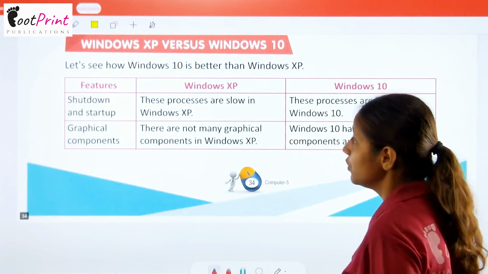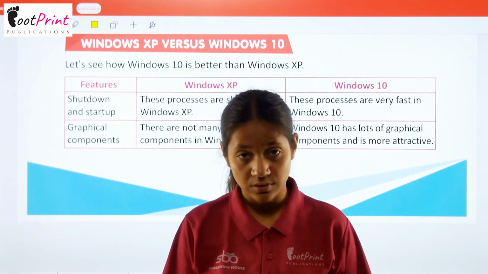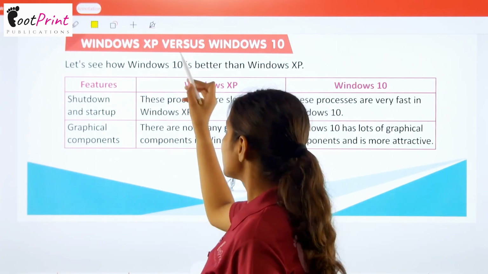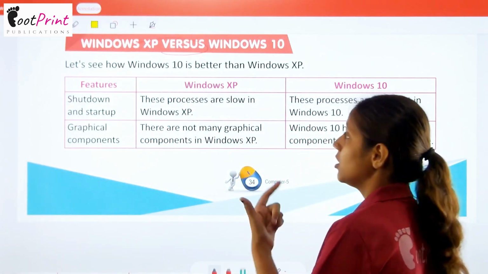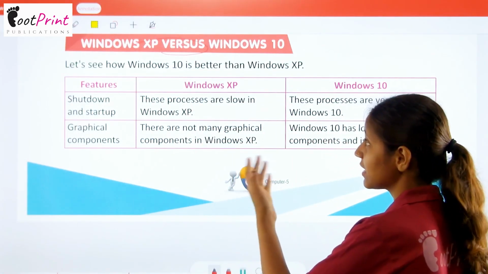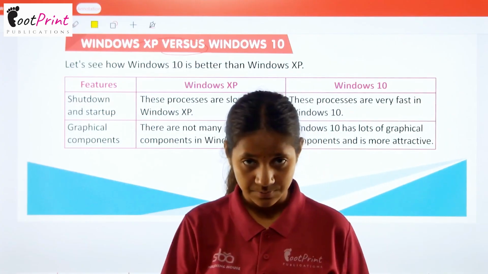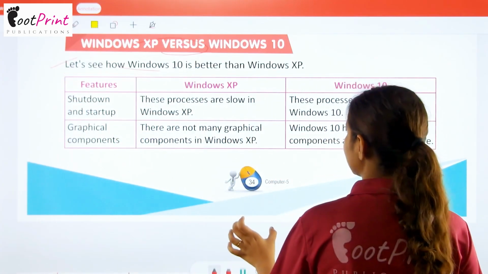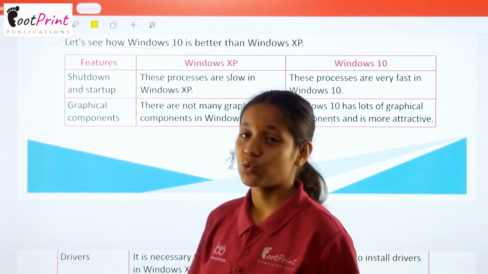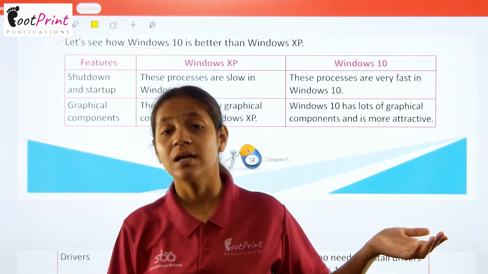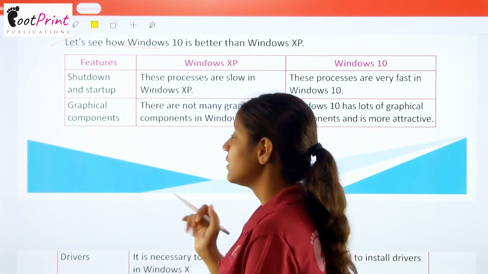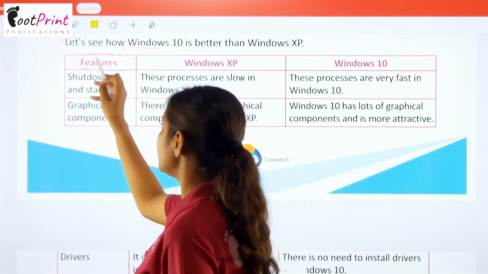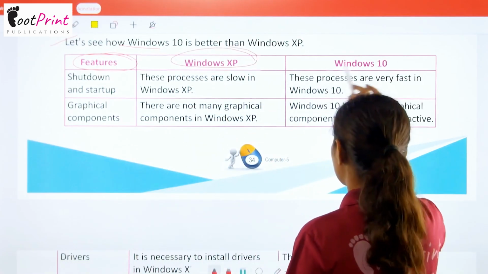Now we have Windows XP versus Windows 10. So there are so many differences in a positive way between Windows 10 and Windows XP. Okay, so let's learn it. Let's see how Windows 10 is better than Windows XP. We know that Windows XP is the old version and Windows 10 is the new version. So here we have the feature column, Windows XP and Windows 10.